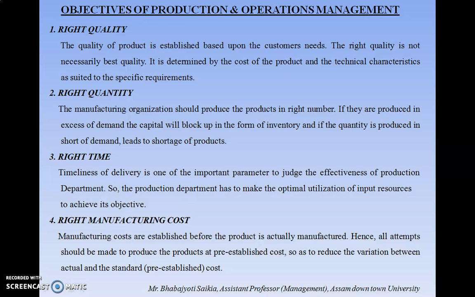Next, we have the right time. Timeliness of delivery is one of the important parameters to judge the effectiveness of production department. So, the production department has to make the optimal utilization of input resources to achieve its objective.